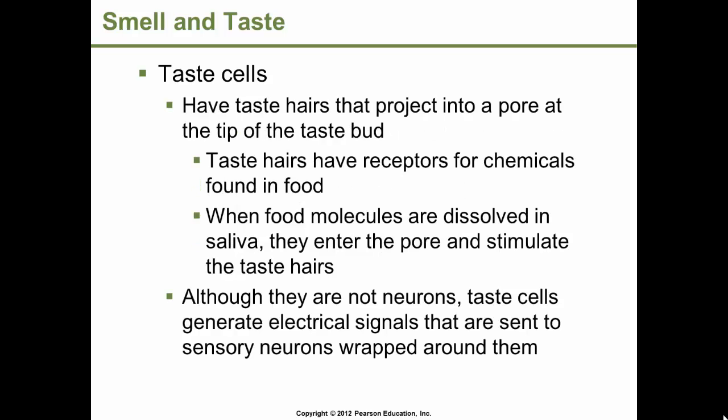Taste cells have taste hairs that project into a pore at the tip of the taste bud. These taste hairs have receptors for chemicals found in food. When food molecules are dissolved in the saliva, they enter the pores and stimulate the taste hairs. Although taste cells are not neurons, they generate electrical signals that are sent to sensory neurons wrapped around them.